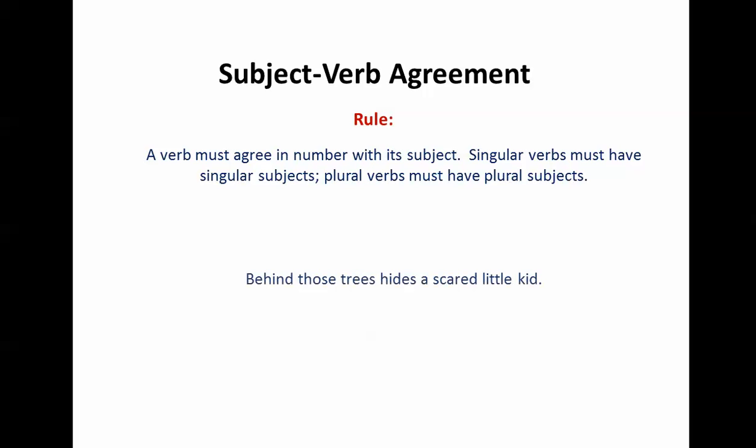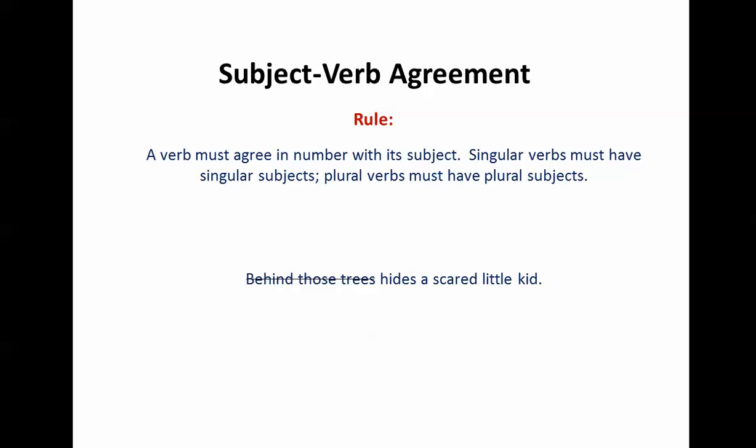Take this sentence. Behind those trees hides a scared little kid. Some people would use hide here because trees hide sounds correct. But let's look at the sentence. Behind those trees is a prepositional phrase. We know there will be no subject or verb there, so let's cross it out.